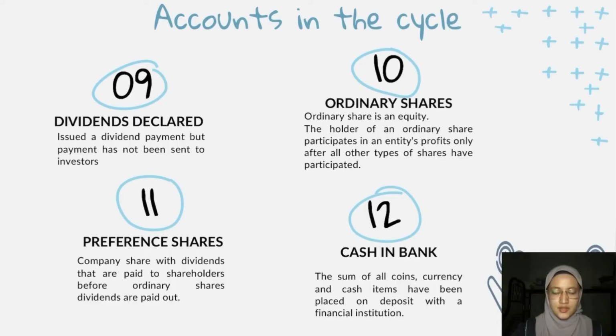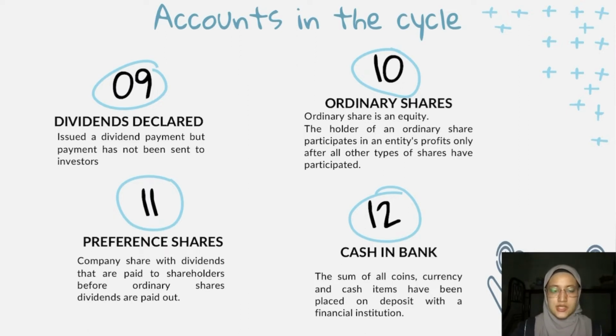Thank you, Afifah. Now, my name is Siti Aisyah and I will continue explaining the accounts in the cycle. Number 9 is the dividends declared, where a company has issued a dividend payment but the payment has not been sent to the investors.